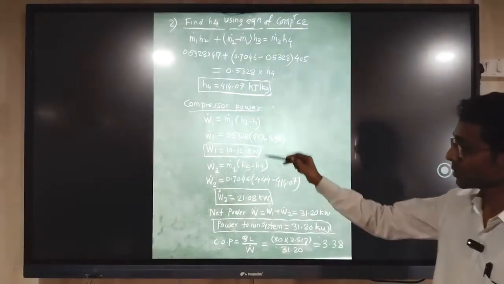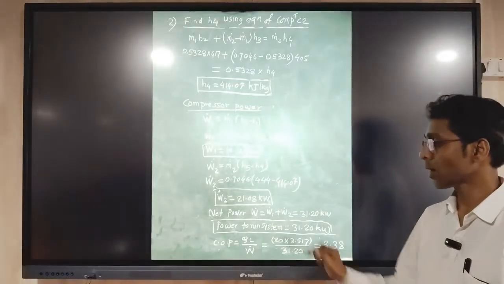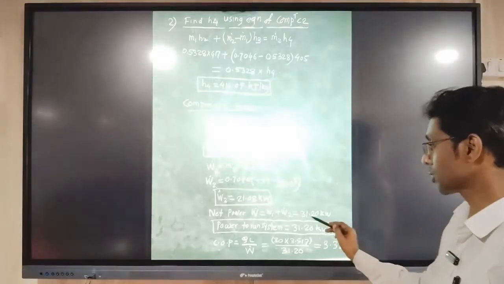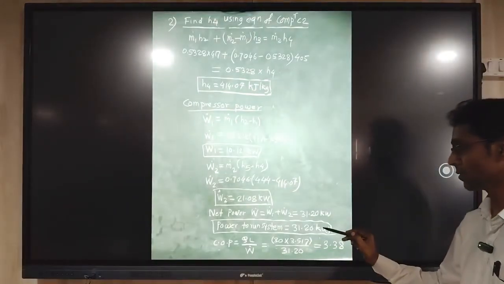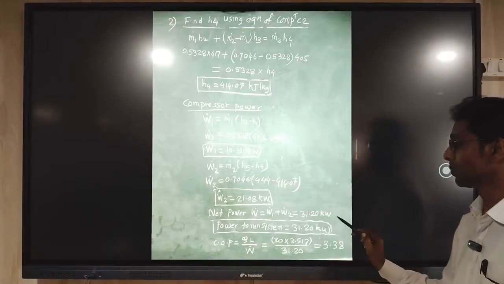Now these both consumptions we find in kilowatt. So net power consumption, means power to run the system, will be what? Summation of these two values. So summation of two values comes in kilowatt. That is the power required to drive the system.